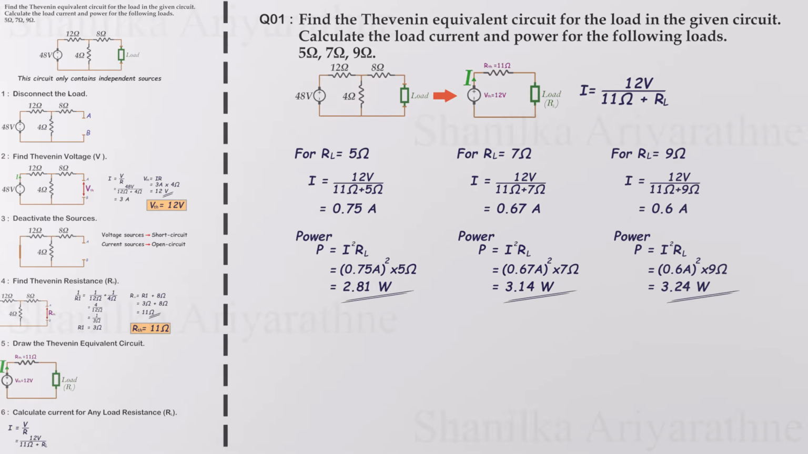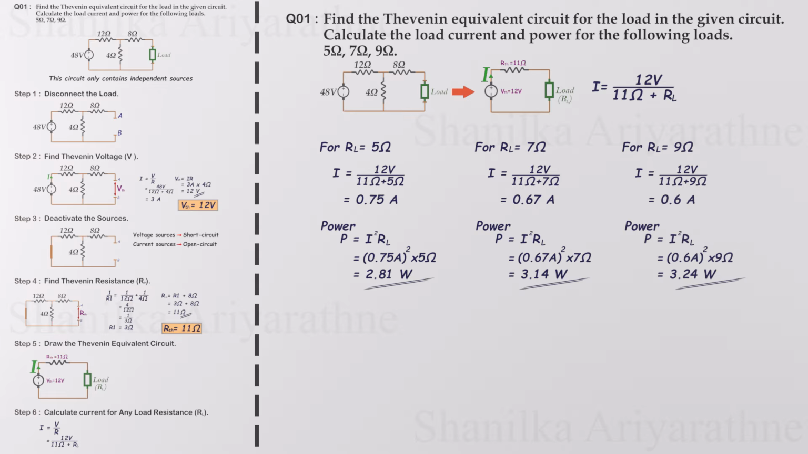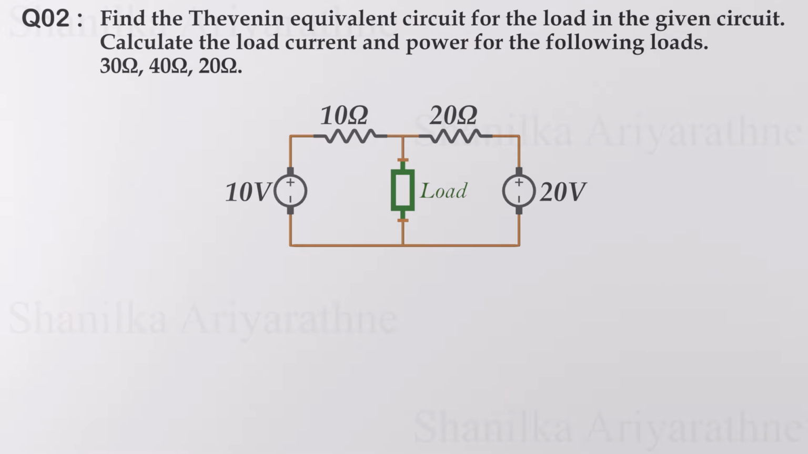After developing the Thevenin equivalent circuit, we can easily observe how the load current, voltage, and power change for any number of load resistors. Instead of recalculating the entire circuit each time, we only need to adjust the load resistor in the simplified circuit. Let's try another example. Find the Thevenin equivalent circuit for the load in the given circuit. Calculate the load current and power for the following loads.